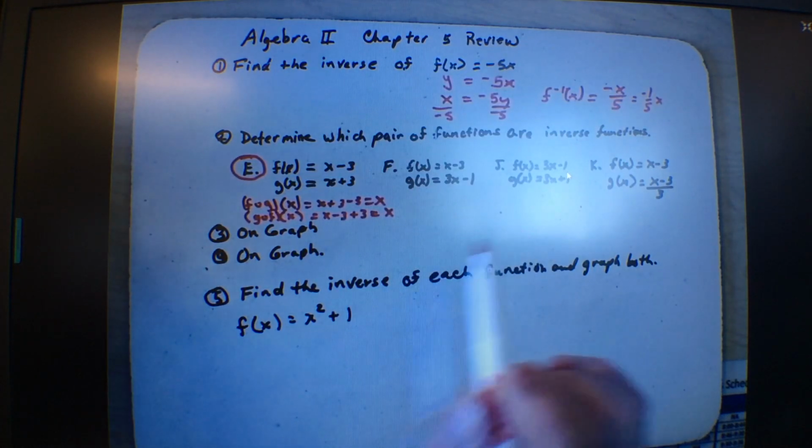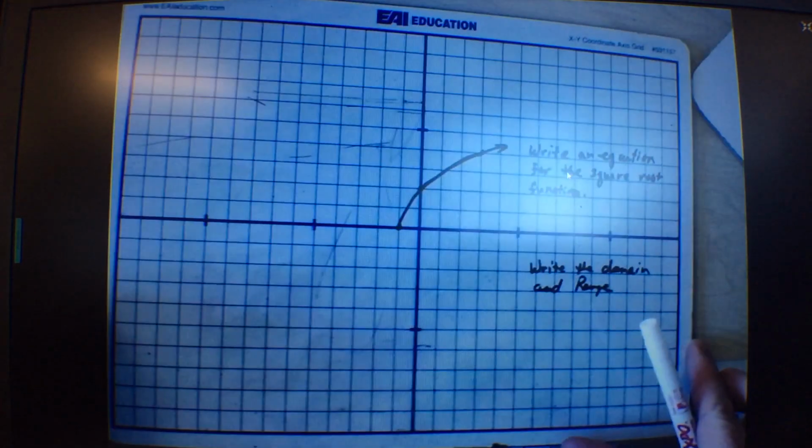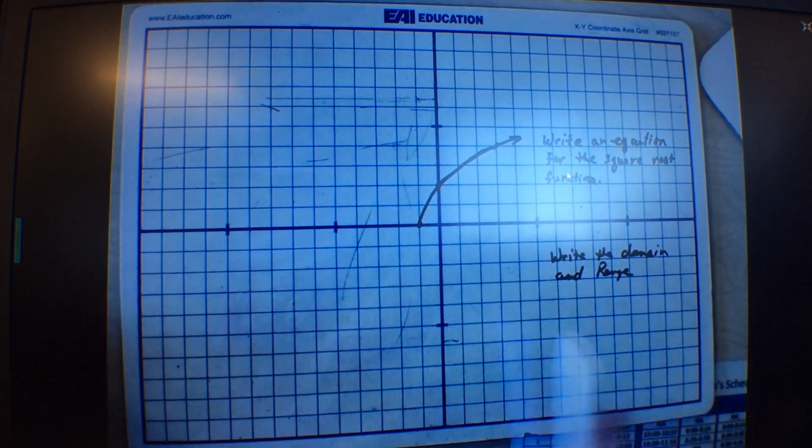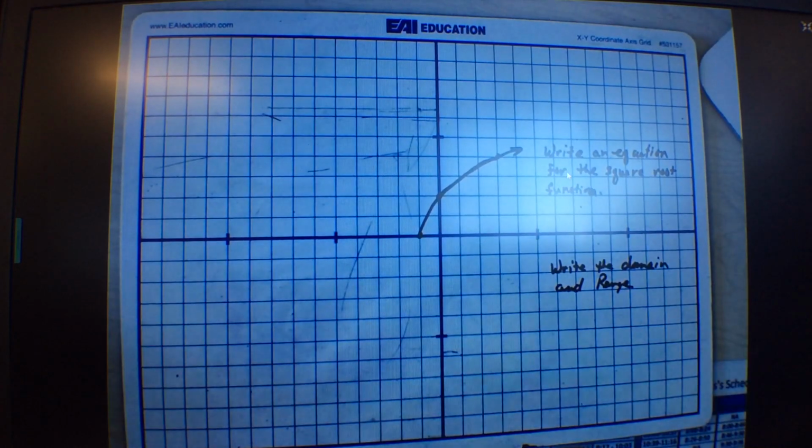Okay, all right, so we're going to go down to a graph. I want to take a look at 3 and 4 on a graph. What is this? Is it a parabola? It's half a parabola. So what is its parent graph? F of x equals the square root of x.